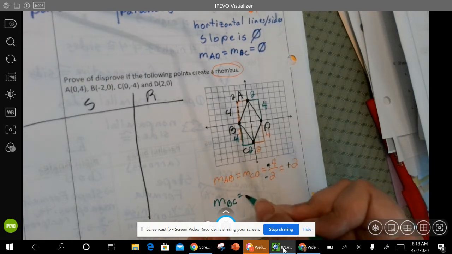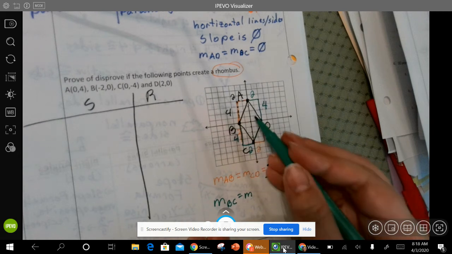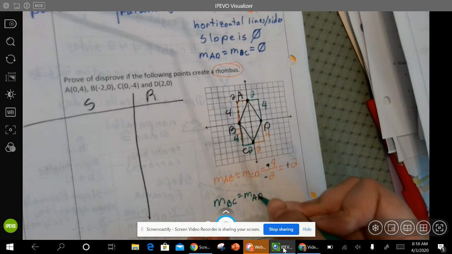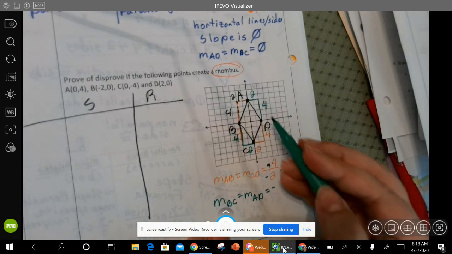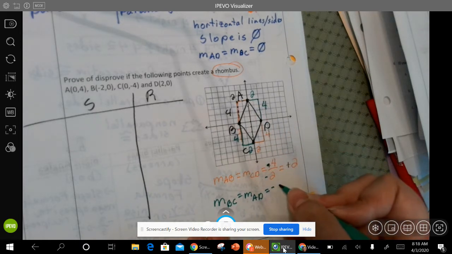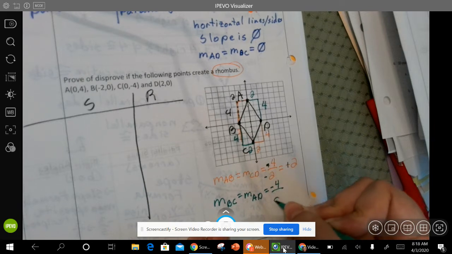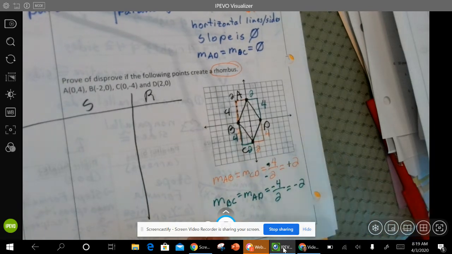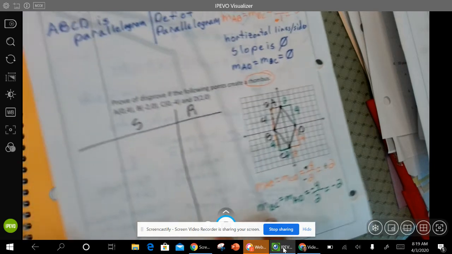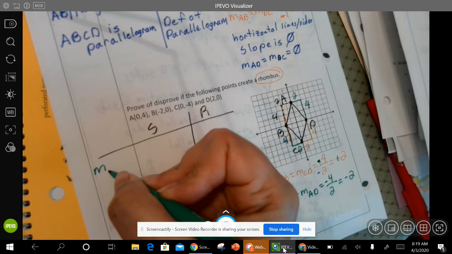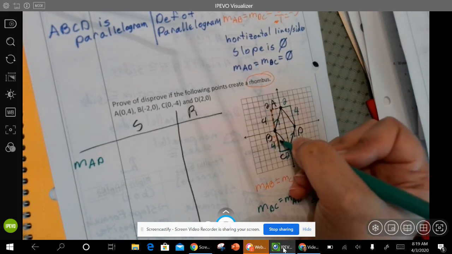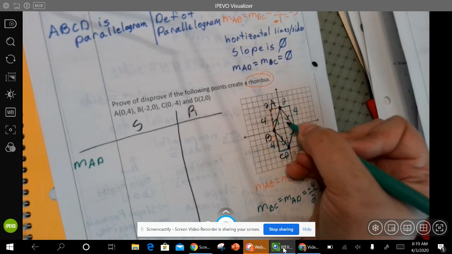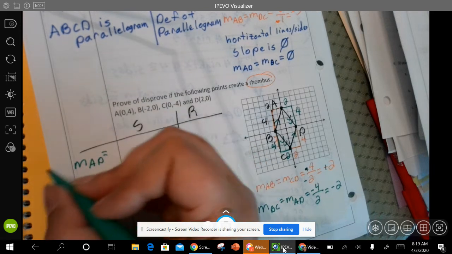So for these ones, we have BC and AD. So we're going to have over and down 4. So that's going to be negative 4 because we're going down 4. So it's going to be negative 2. Okay, so we proved that the slopes are the same, so we can put that over here. Since we proved that the slopes are the same, everybody, remember that means that those opposite sides are parallel. That's why we do this.